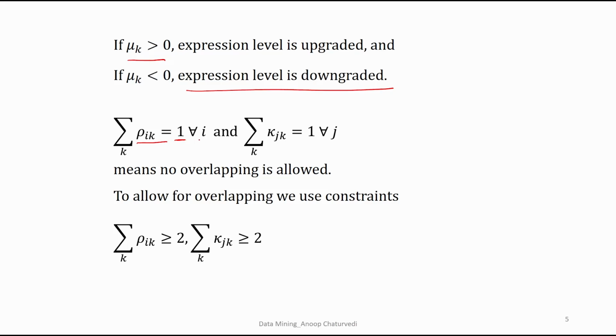Means this i is present in just one cluster. Similarly for kappa jk also. So in that case, no overlapping is allowed. And to allow for overlapping, we use the constraint summation over k rho ik is greater than or equal to 2 and summation over k kappa jk is greater than or equal to 2. So if summation over k rho ik is greater than or equal to 2, suppose this summation is equal to 3, then there is overlapping in 3 clusters. That is, xi is present in 3 clusters.